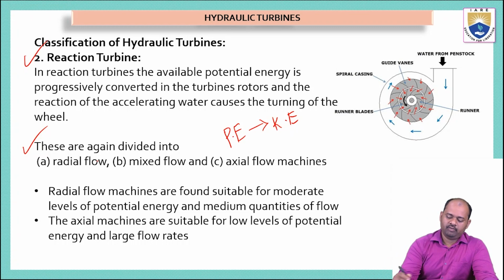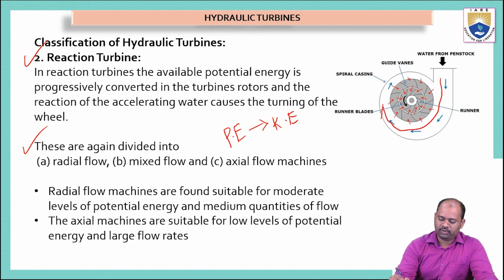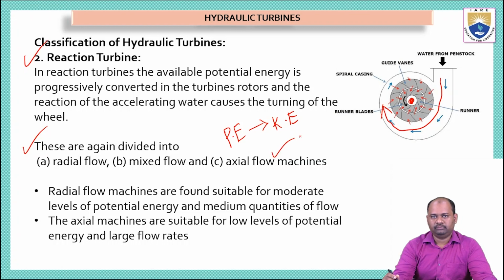So, first thing is radial flow. That means in this diagram we can see this is a radial flow. The water is flowing around in radial direction. And second one is mixed flow, where the water will enter in this direction and it will come out in the perpendicular direction. So, from the center of the impeller or center of the runner, the water will come in the perpendicular direction. Okay. And then third one is axial flow machine. Axial flow machine is one where the water flow will be in the axial direction only.